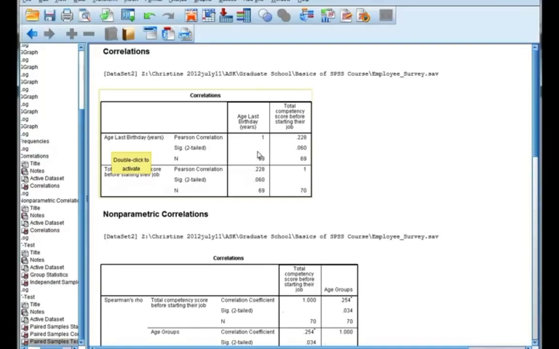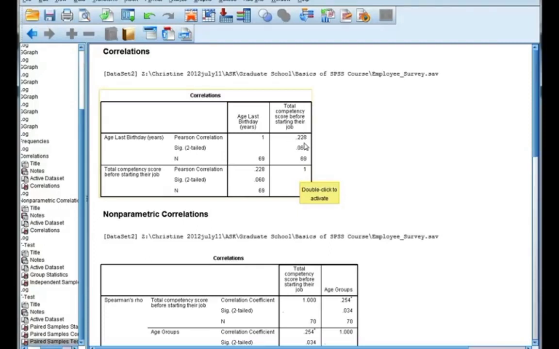So you can see across the diagonal that they're both 1, and that's because if we correlate a variable with itself, so age with age, it will be perfectly positively correlated. And if we correlate total competency with itself, it will be perfectly positively correlated. Now correlation coefficients are always between -1 and 1. And +1 means perfect positive, -1 means a perfect negative correlation. And that means they're exactly on a straight line.